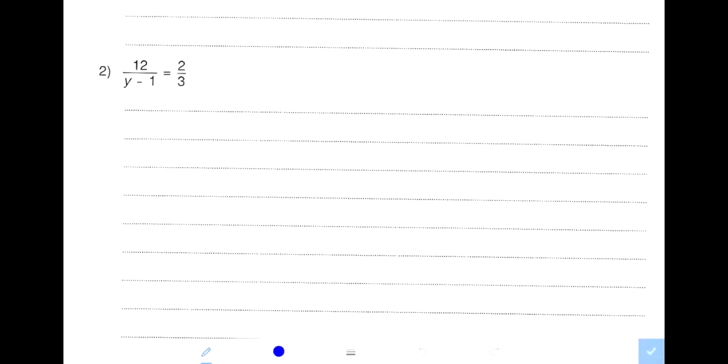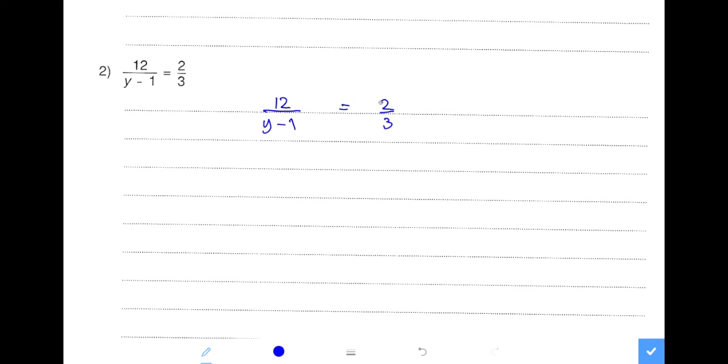Okay, this one. Maybe you want to observe, okay? You want to do it by observations. Let's write it down. 12 divided by y minus 1 is equal to 2 over 3, right? So you look, this fraction is equal to that fraction. This one is equal to that one. So you look, this is 12, this is 2.